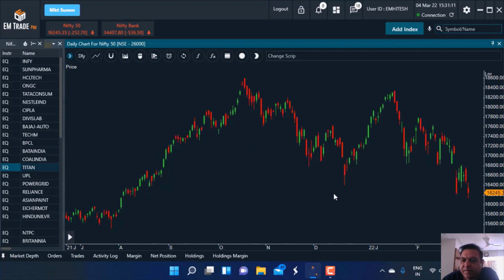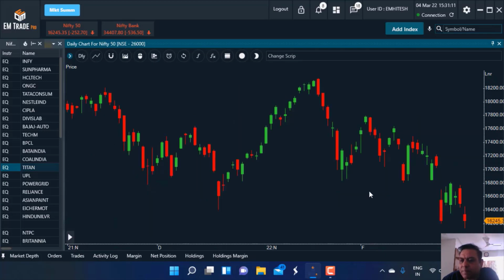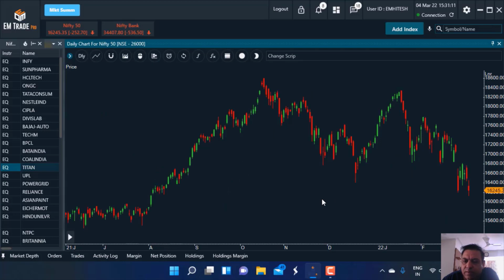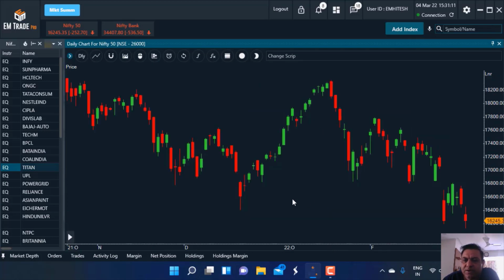What we have seen is the decline is relentless, and it's more of a geopolitical concern which is weighing on the markets. So volatility is likely to be there. And when we say volatility, these are huge swings intraday, 200 points on Nifty to 500, 800 points of Bank Nifty. And this is likely to stay. So let's see the structure of the market.